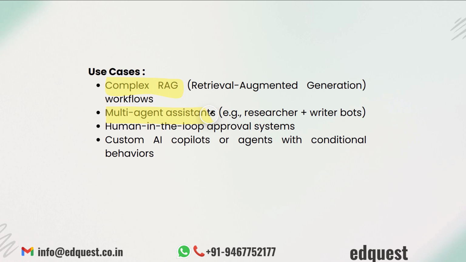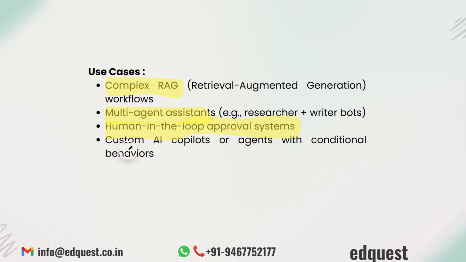Next is multi-agent assistants. Imagine building a team of specialized agents, like a researcher agent that gathers information and a writer agent that crafts the final response. LangGraph lets you orchestrate them, define how they interact, and pass context between them seamlessly. The next one is human-in-the-loop approval systems. For tasks that need oversight such as legal summaries, sensitive decisions, or content moderation, you can insert approval steps directly into the graph. This gives you the perfect balance between automation and control.